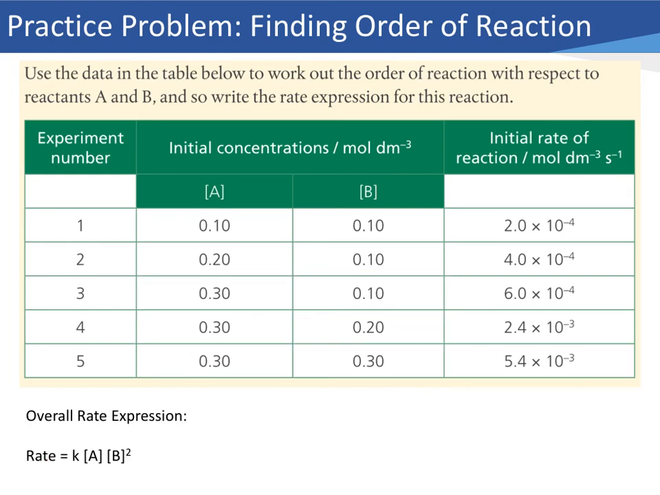And I can write the rate expression as k times the concentration of A, because it was first order, times the concentration of B squared, because B was second order. And there you have it.